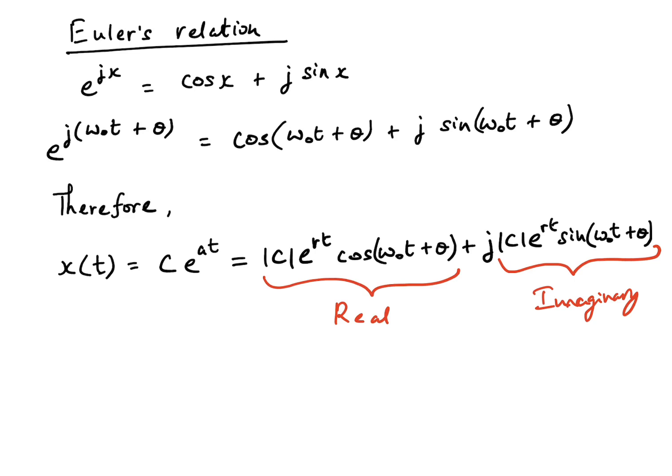Now we are going to analyze what form this signal takes for different values of r. By setting r to specific values or ranges, we are going to get different types of signals. So you'll see what happens when r is equal to 0, when r is positive, when r is negative, and so on. We will see the different cases and analyze the complex exponential for different values of the parameter r.